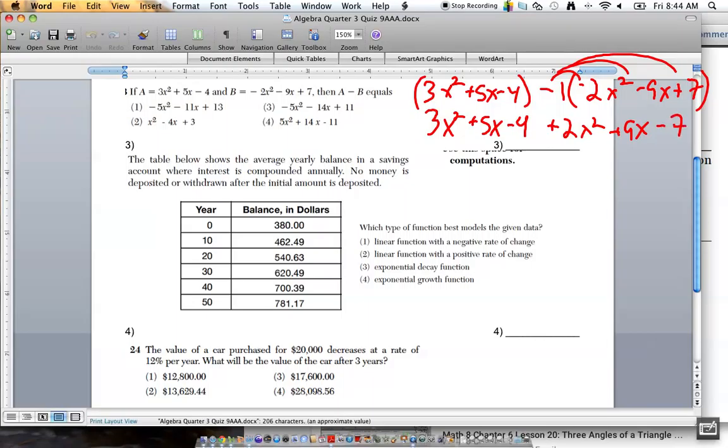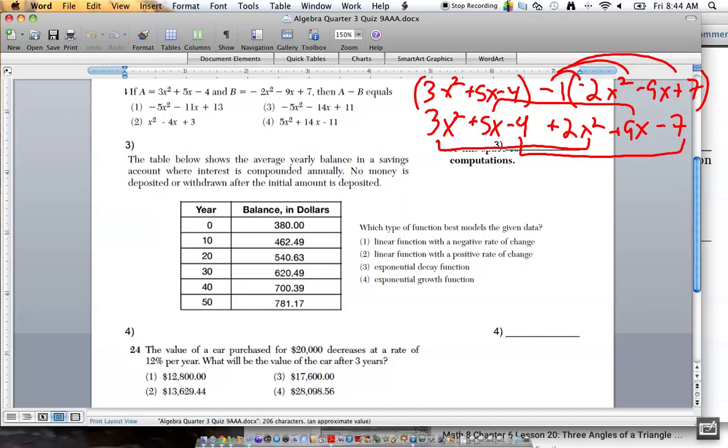Now I get my terms together. And honestly, I only did the first one, because I said 3x squareds and 2x squareds make what? 5x squareds, and there's only one choice up there with 5x squareds on it. So I'm done. But to go a little further, 5x's and 9x's are 14x's, and negative 4 and negative 7 make negative 11.